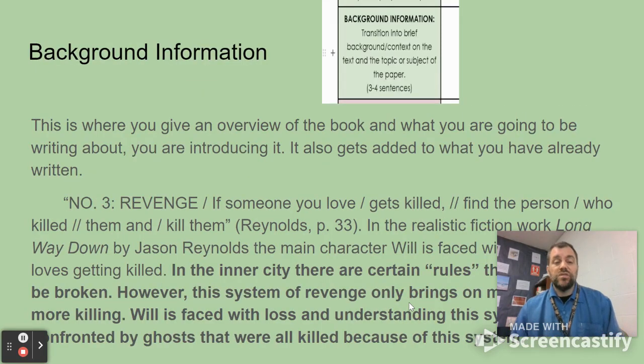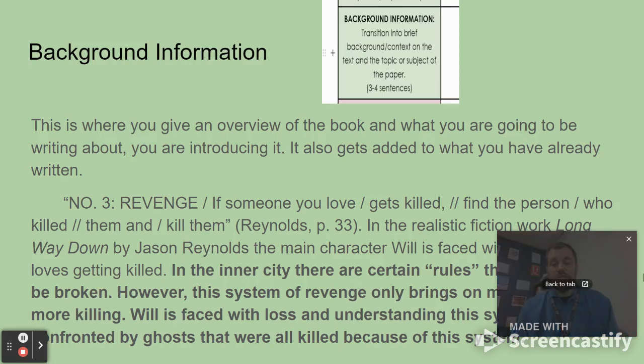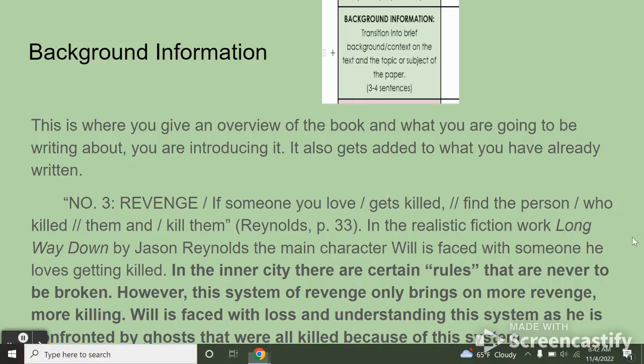The next piece gives us a little bit more background information. So the background information is in the inner city, there are certain rules that are never to be broken. However, this system of revenge only brings on more revenge, more killing. Will is faced with loss and understanding this system as he is confronted by ghosts that were killed because of this system. It's just a quick overview of the book. And then that's that section.